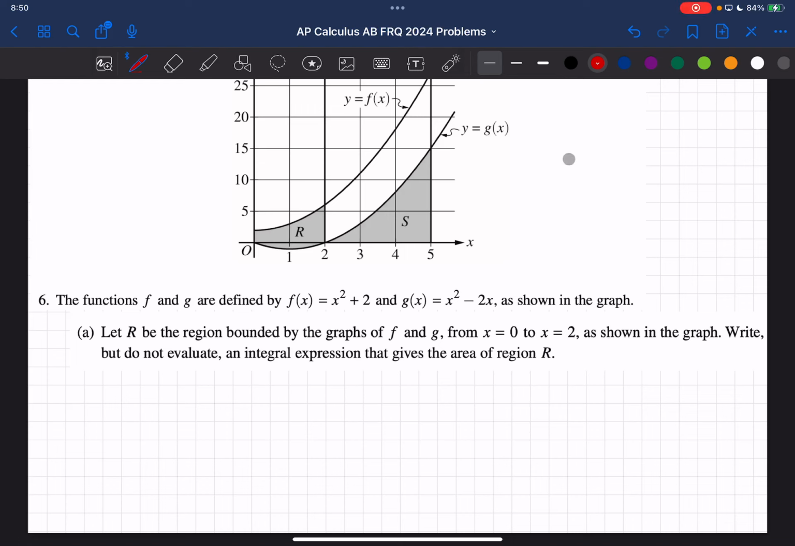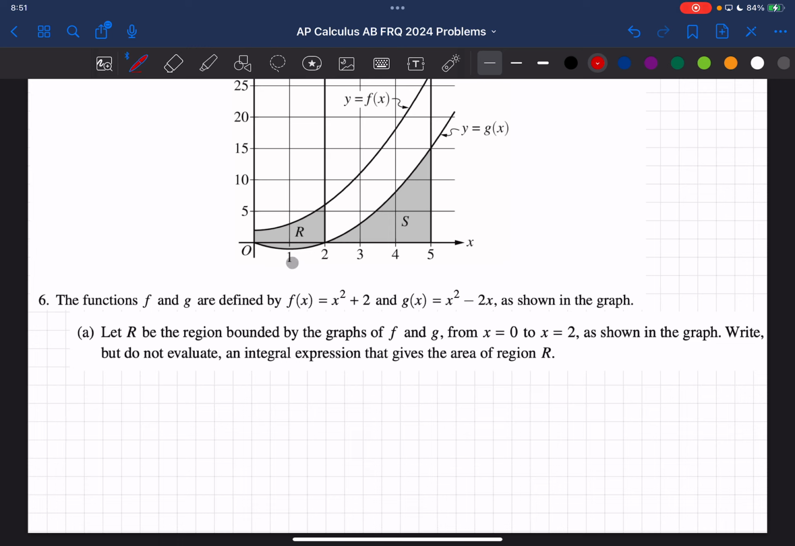So for question 6, they give us this graph. We have these two functions, f of x and g of x. We have this vertical line here at x equals 2, this vertical line at x equals 5, and so we have these regions R and S. So f of x is x squared plus 2, g of x is x squared minus 2x.